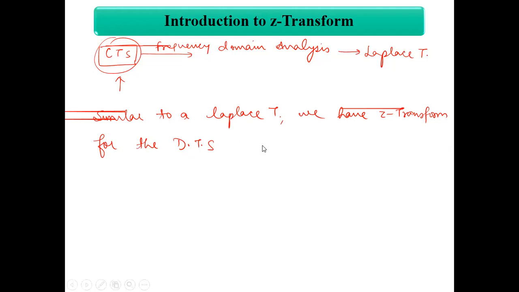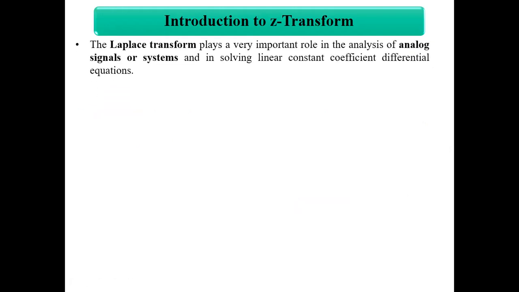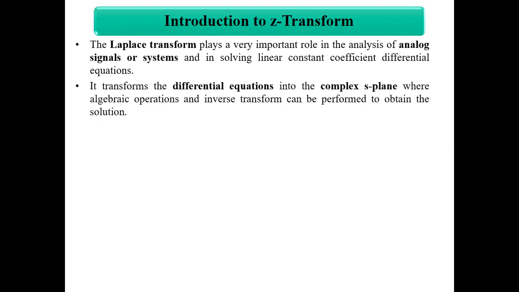So Z transform does the same thing for discrete time systems, which a Laplace transform does for continuous time systems. Now, as I have already mentioned, Laplace transform is a tool which is used to analyze the analog systems or signals, which we also call as the continuous time signals or continuous time systems, in frequency domain. Okay, so generally the signal or system is in time domain.